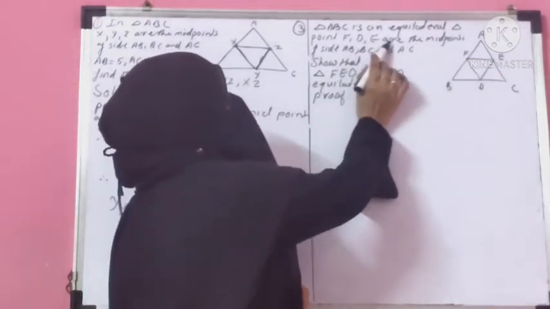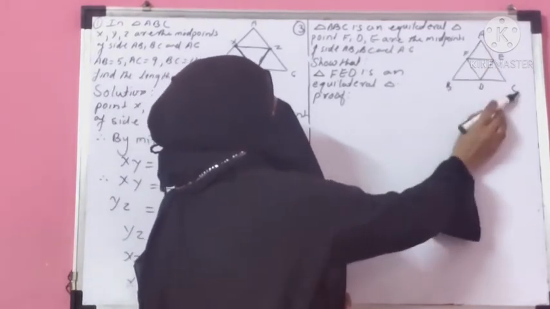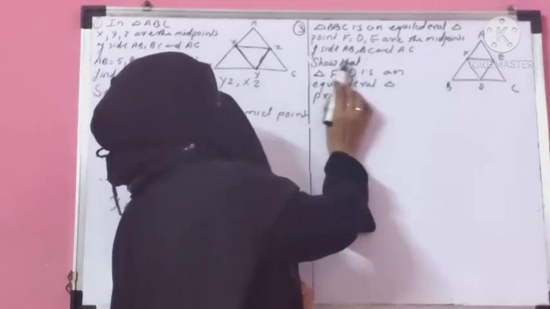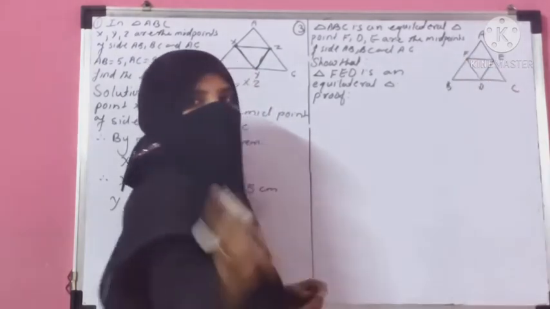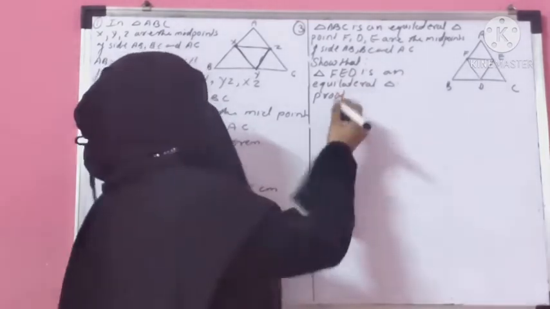Now here are the points F, D, E. F is the midpoint of AB, D is the midpoint of BC and E is the midpoint of AC. Then you have to show that the triangle formed by joining these three midpoints is an equilateral triangle. Okay. So let's start your proof.